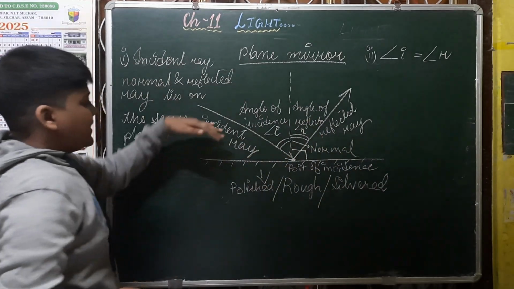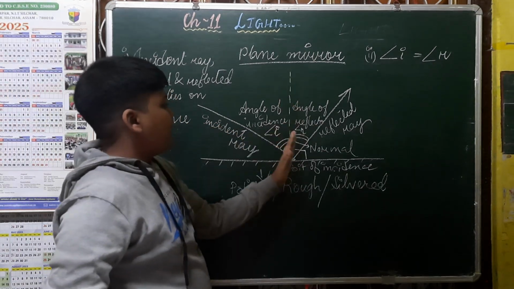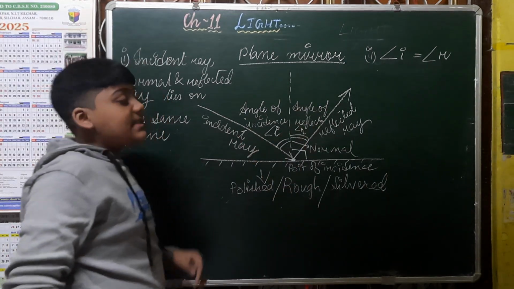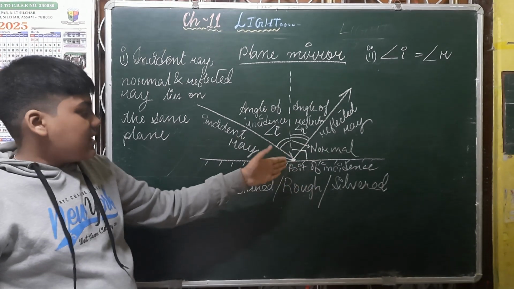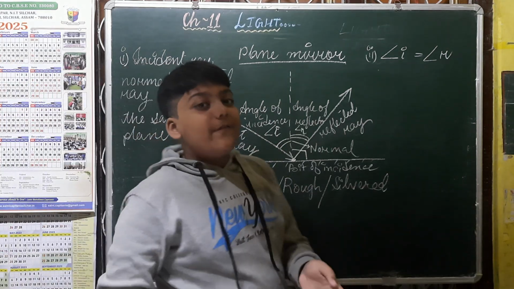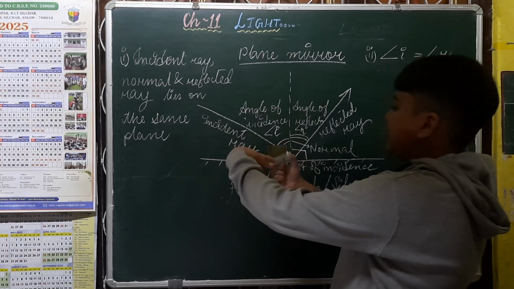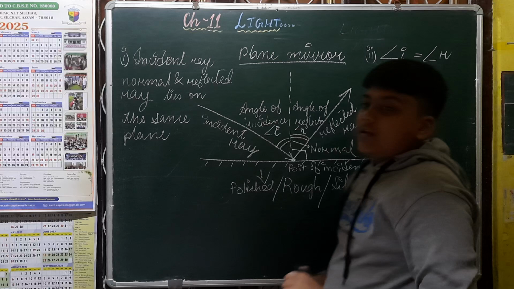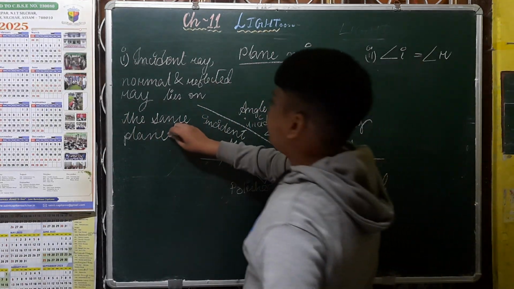Okay, so this is the incident ray, this is the normal, and this is the reflected ray. These three rays will lie only on the same plane, meaning on the same side of the mirror. The normal is not here, the reflected ray is not here, the incident ray is also not here. All three rays will lie on the same side of the mirror. Suppose this is the mirror, this will be the incident ray, this will be the reflected ray, and this will be the normal. Okay, so this law is understood.